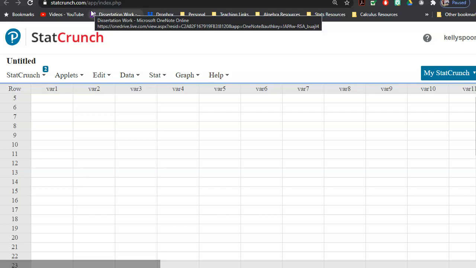I will try to add that to the formula sheet area or a StatCrunch help area so that you guys have that available to you.